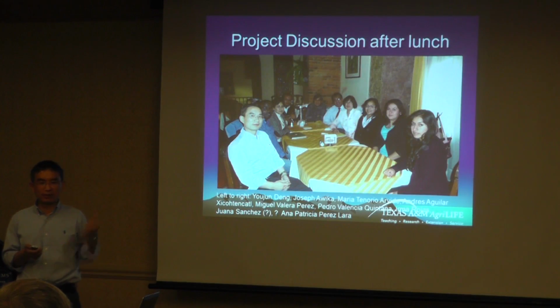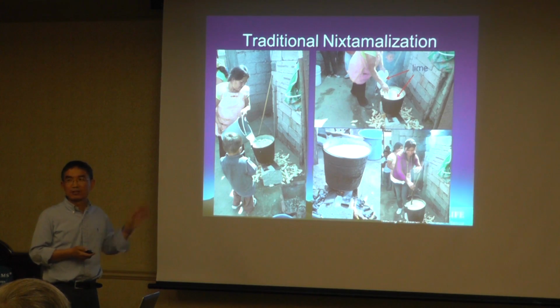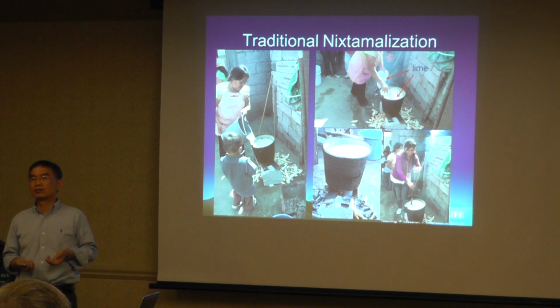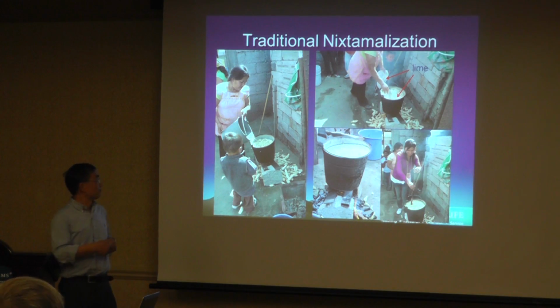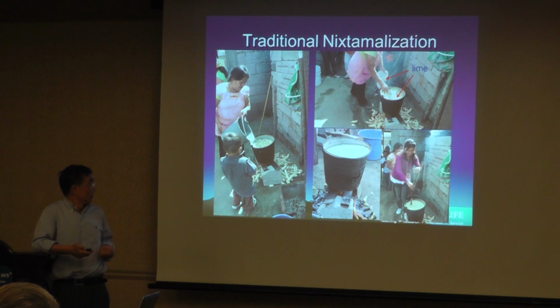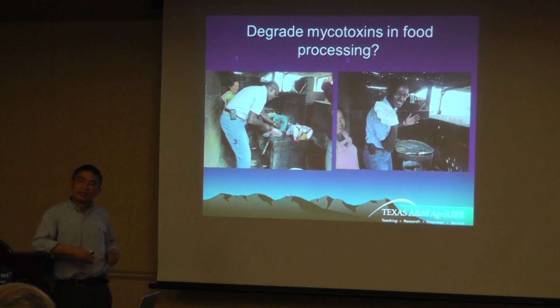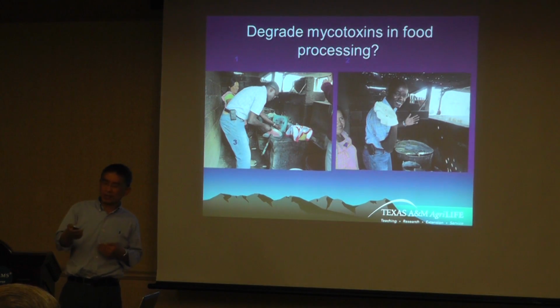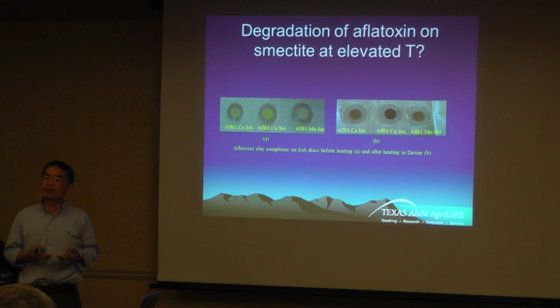So we have the team in Mexico and then in Papua. We visited a local family to see how they make tortillas based on Nixtamalization, using very simple materials. They just use lemon powder to treat the corn, and then it becomes masa, which is not the final product, and then they cook it at high temperature. So based on those procedures, we came up with one idea: can we degrade or destroy aflatoxin during the food processing procedure?